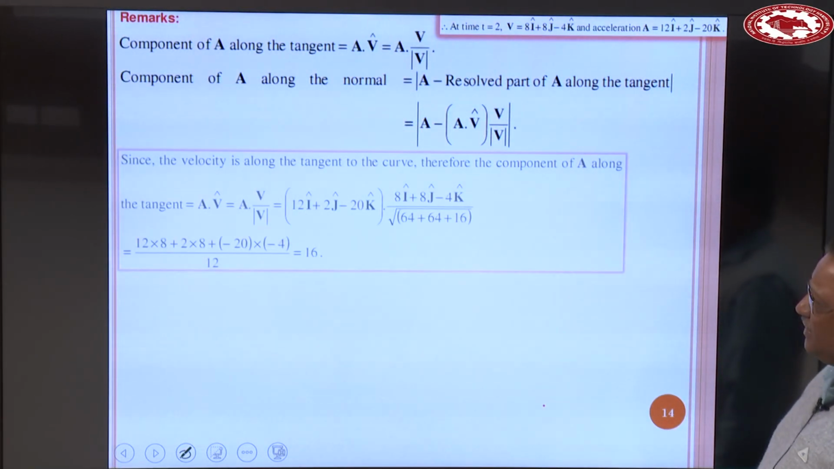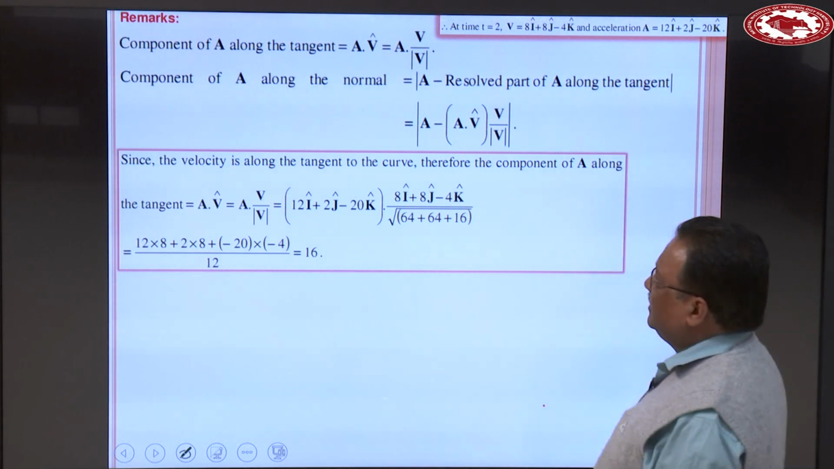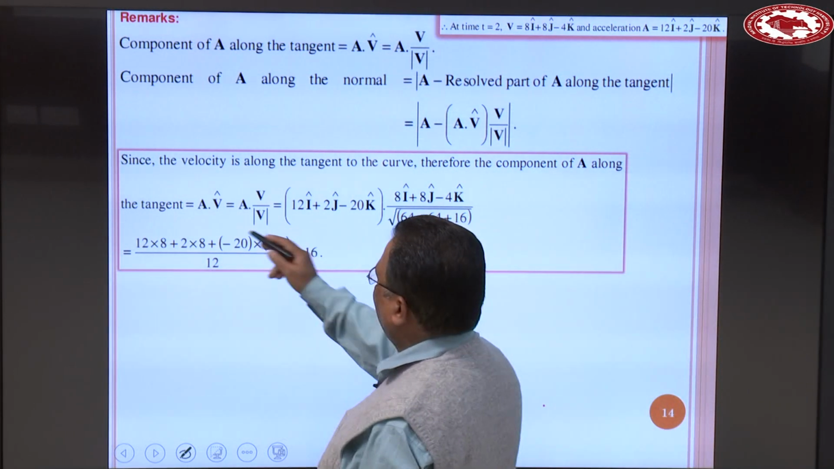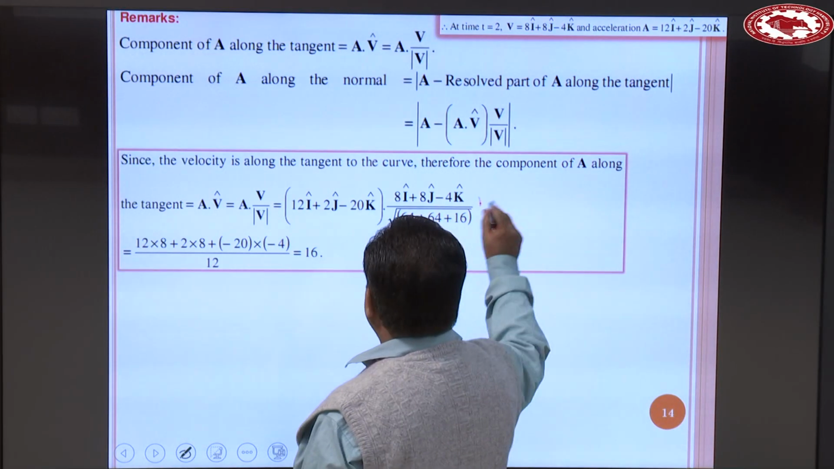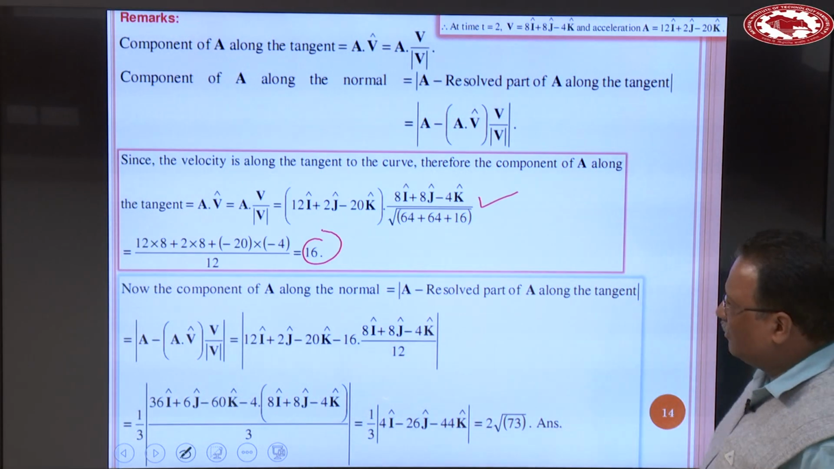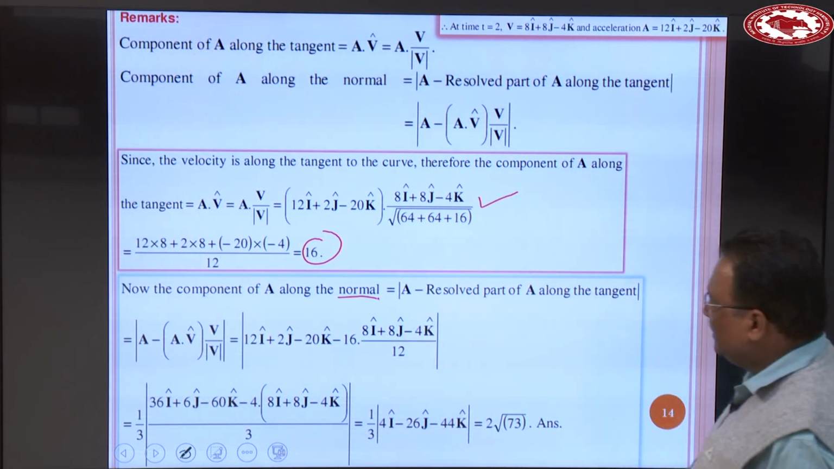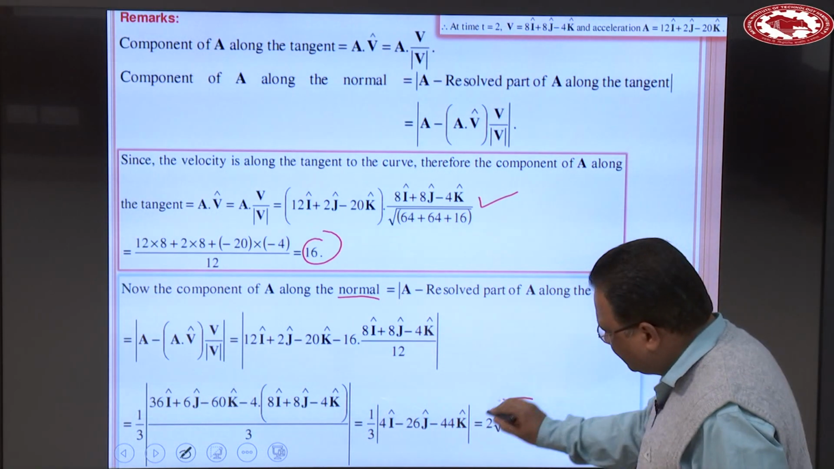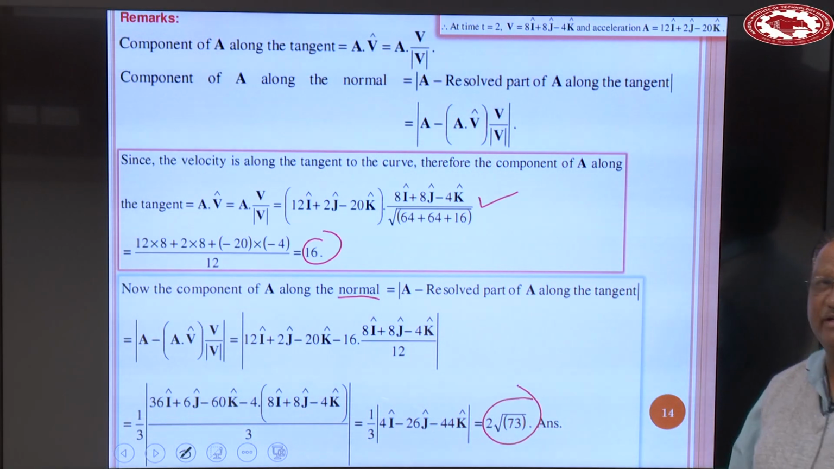Okay. So when you calculate this component of a along the normal, okay. So substitute the value of a and v, right. So we get ultimately 16. Similarly, component of a along the normal is magnitude of a minus resultant part of a along the tangent. So finally, after simplification, you will get 2 under root 73.